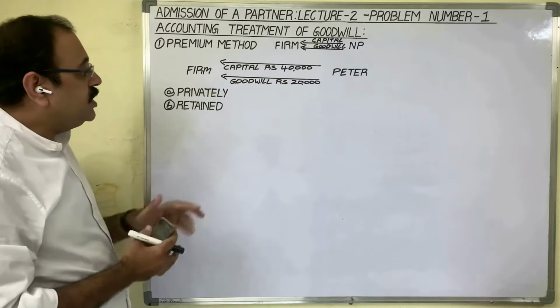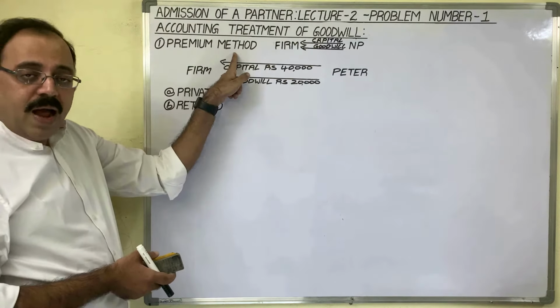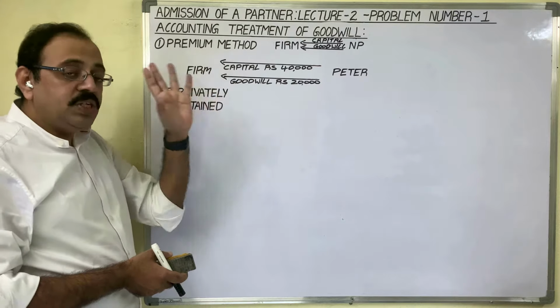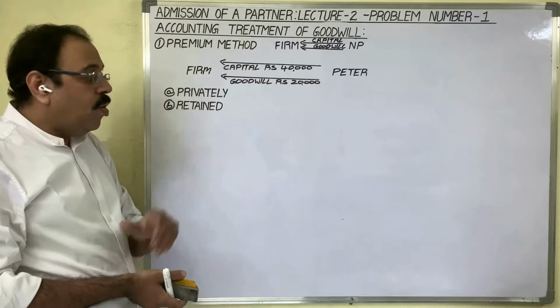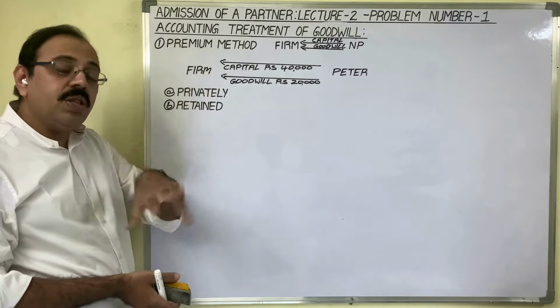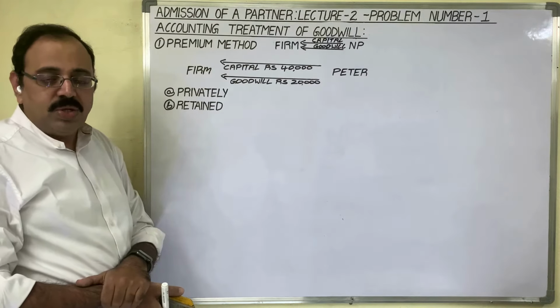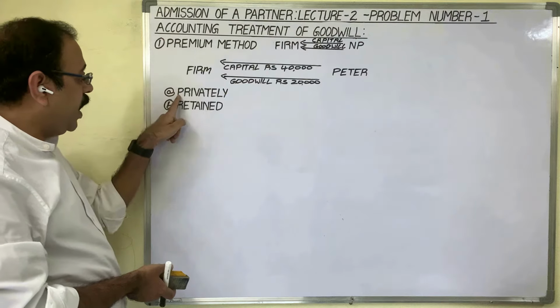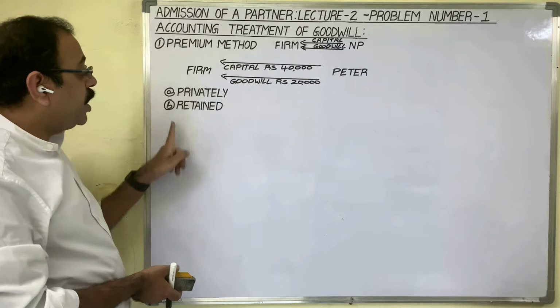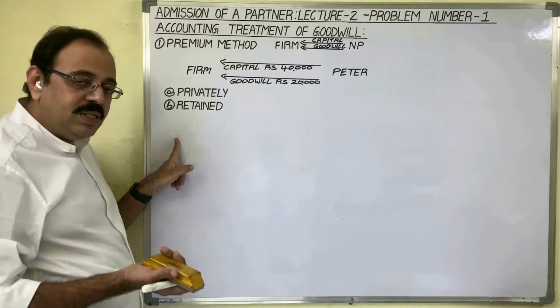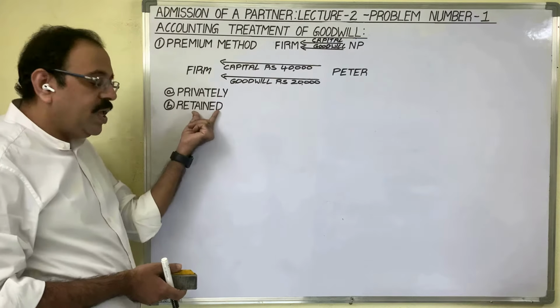So, this is premium method, and the word 'privately' is not given in the question. That old partners should withdraw the goodwill, that information is also not given in the question. So, this is not premium A. This is not premium C. Then what is left? Premium B.